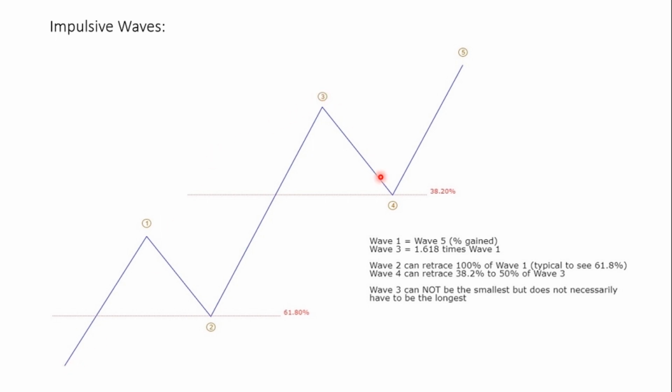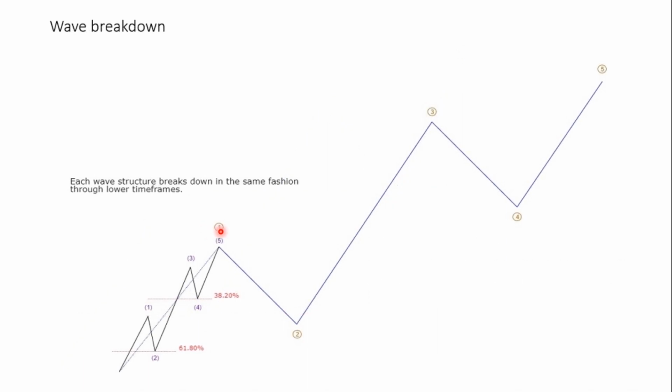For a wave 4, that retracement is about 38.2% of this entire wave 3, but it can come down to 50%. I wouldn't like to see it any deeper than that. And the characteristics of this wave will be determined by the wave 2. So from your impulsive move, what you'll find is on every time frame lower.